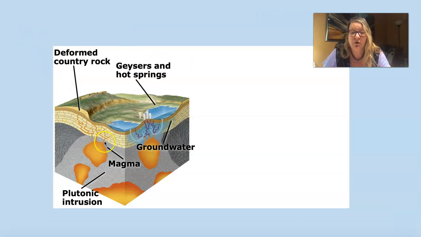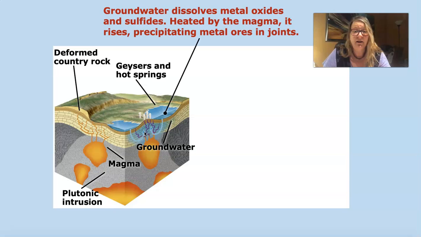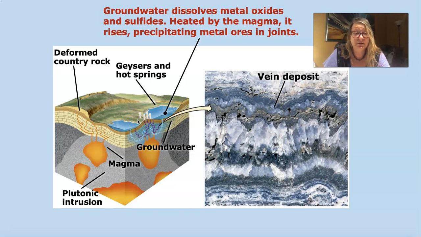Here we have some magma chambers, and there's hot geysers and groundwater. You can think of this like Yellowstone. And the groundwater might dissolve metal oxides and sulfides from the rocks. And then the heated magma comes in and precipitates it in the joints or the cracks as metal ores. And here's an example. This is quartz, and then also we have pyrite precipitating in what's called vein deposits.